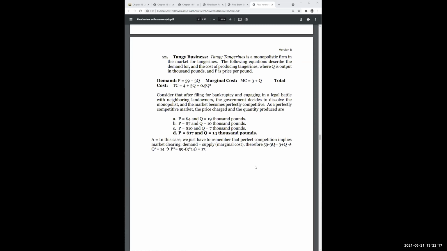Okay, so for this one, the weird thing that you just need to remember is that when they tell you marginal cost and they tell you that it's a perfectly competitive market, all you need to do is just set demand and marginal cost equal to one another, and then solve for that like you would for a normal perfectly competitive firm, and that'll give you the equilibrium quantity and price for 21.